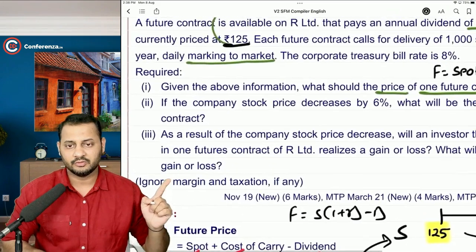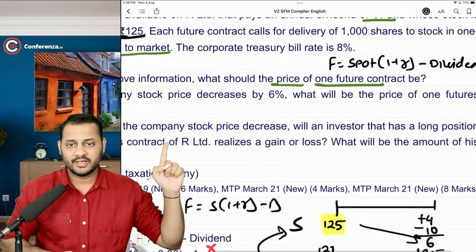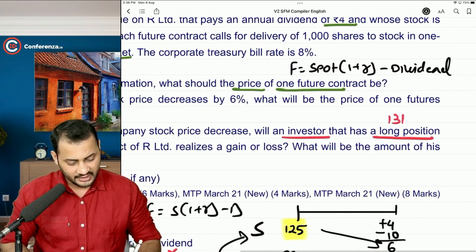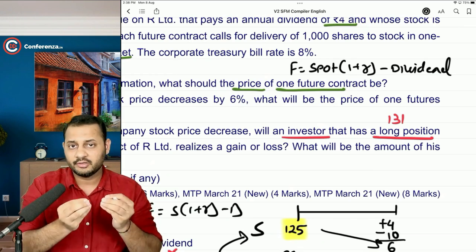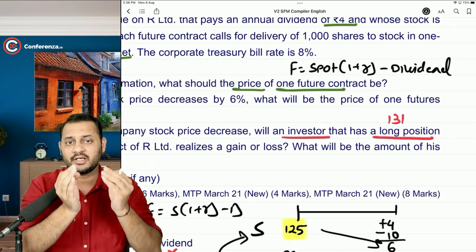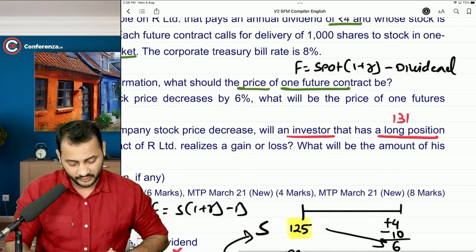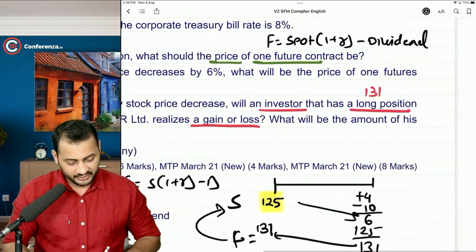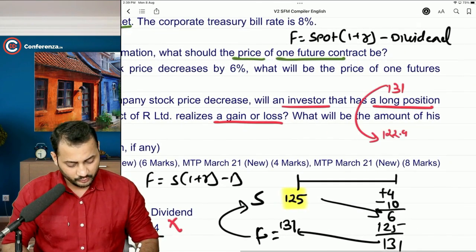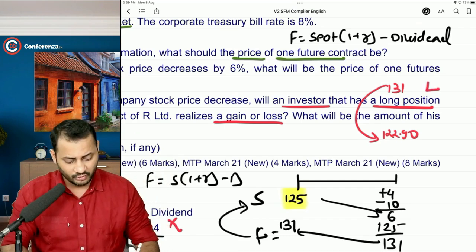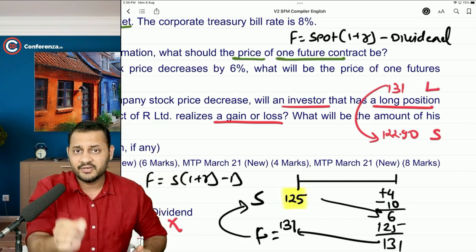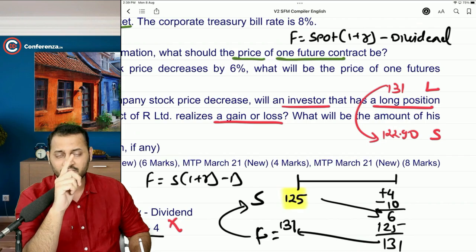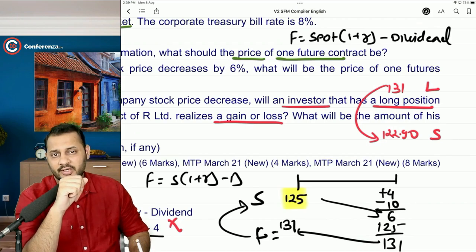Okay, got this? Now, as a result of the company's stock price decrease, will an investor that has a long position in one futures contract realize a gain or loss? He has a long position in the forward market when the forward was 131. What will happen to him? He purchased at 131 and now it is 122.90. Obviously there will be a loss to him, because he has a long position here, he will have a short position here if he wants to immediately close the position. So there will be a loss to him, which will be the difference between 131 and 122.90.